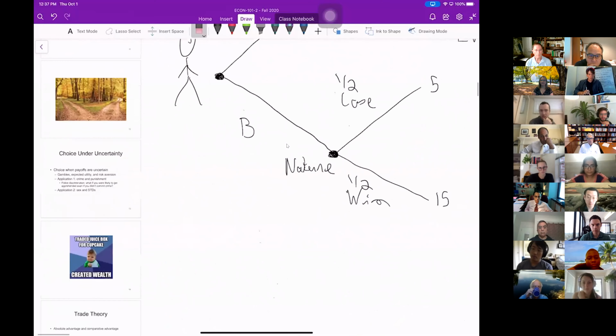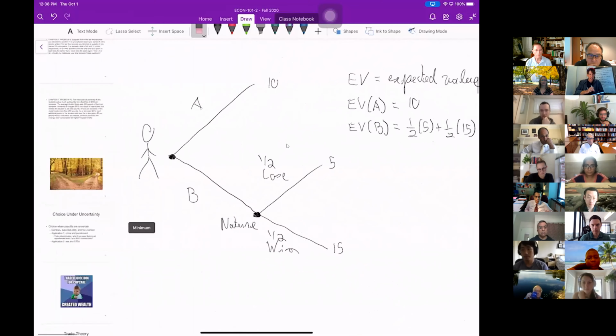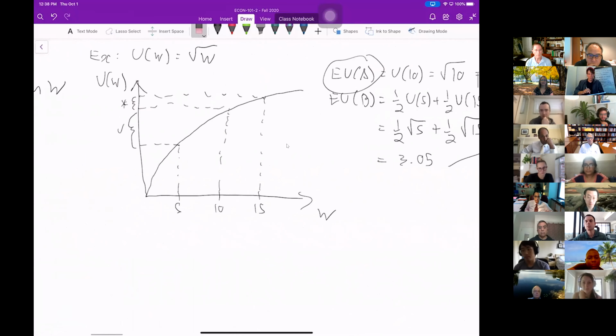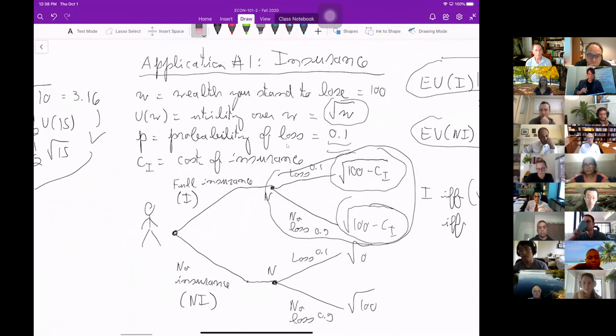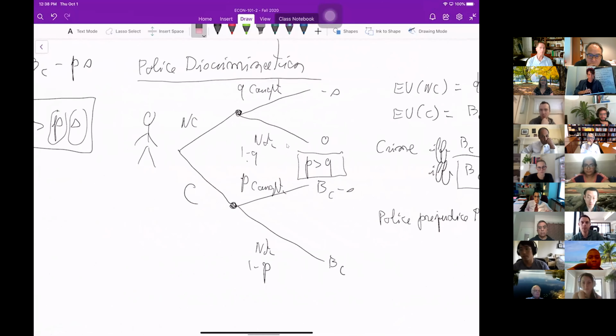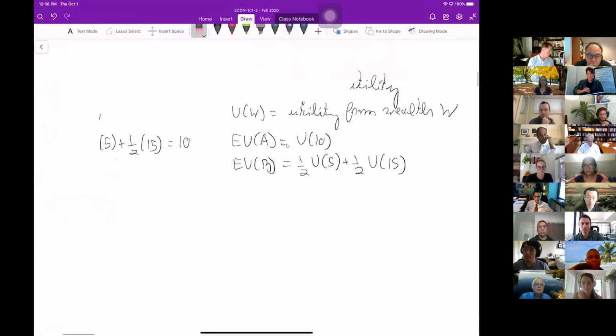And the other wonderful feature is that, if you're on a slide, for example, covering choice under uncertainty, and you want to write down some models, then you can go ahead and write down models, and you can scroll to the right endlessly: an application to insurance, choice under uncertainty, an application to crime, and an application to discrimination, police discrimination, public health. And you just scroll endlessly and keep writing.